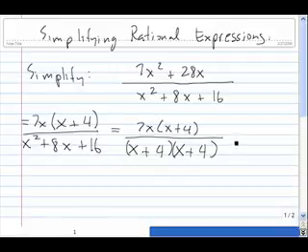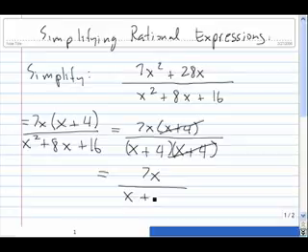So now that the top and the bottom are completely factored, we're ready to do our canceling. So we notice that the only common factor between the top and the bottom is x plus 4. So we cancel this x plus 4 with that x plus 4, and we're left with 7x in the top and x plus 4 in the bottom.